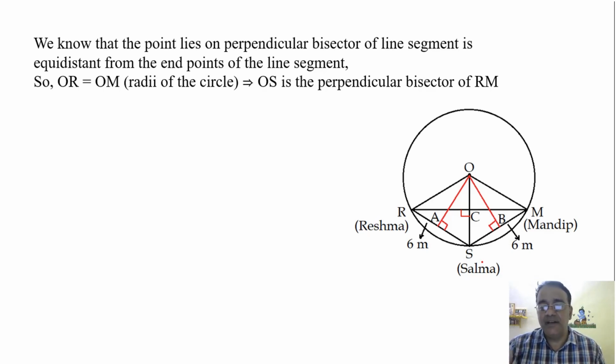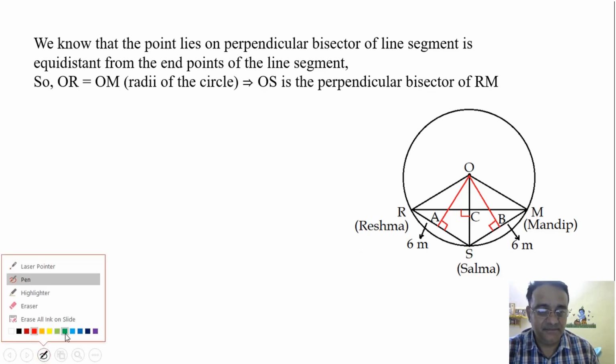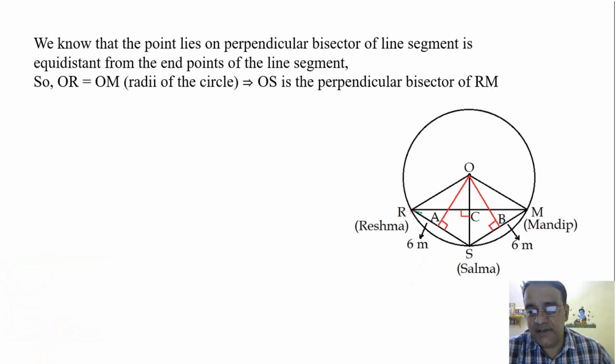We can take by using base as RS, or we can find the area of the same triangle by taking OS as the base. Okay? So if you take the base RS, what is the area of triangle ORS? Height will be OA. Formula क्या है? Half into base into height. So half into RS into OA.